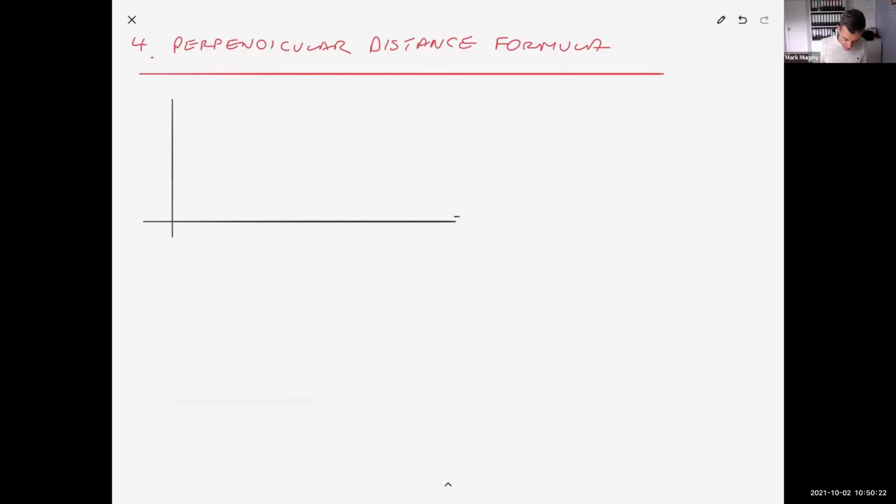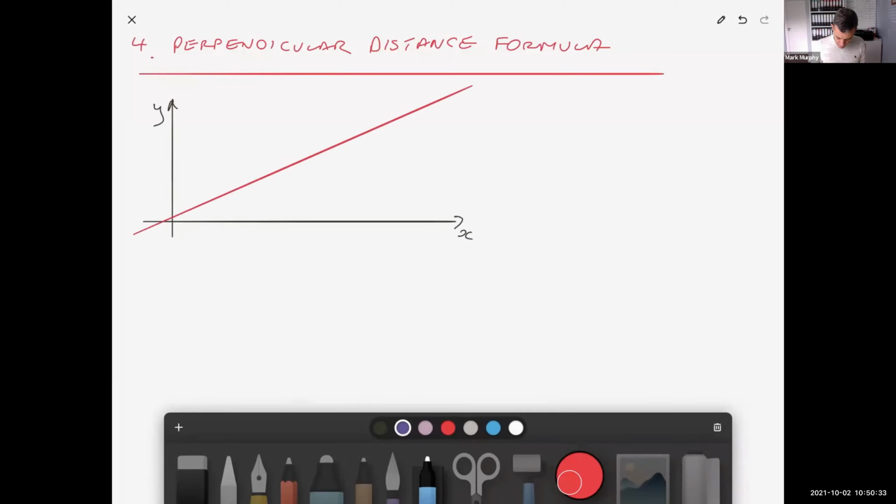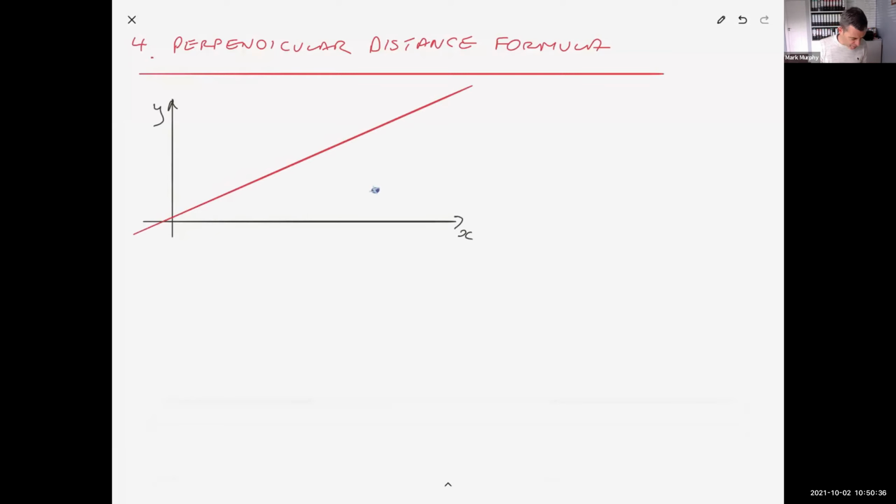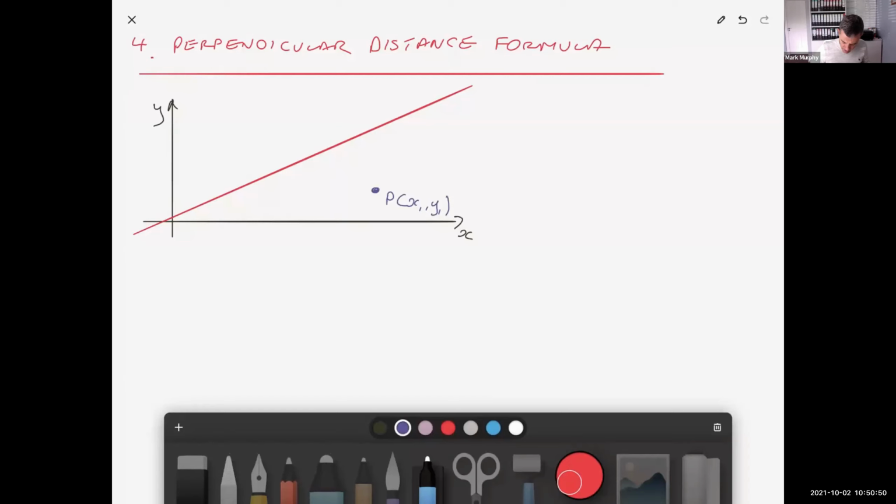So again, you have an x and you have a y-axis. And in this case, I just draw a red line. Any red line, doesn't matter. And you have some random point P here. So this is your point P with the coordinates (x1, y1). Now, the perpendicular distance from P to the line L is what we're looking for. So this is the line L, and we give it the general equation. You can do whatever you want, but in this case, it's the general: Ax plus By plus C equals 0.